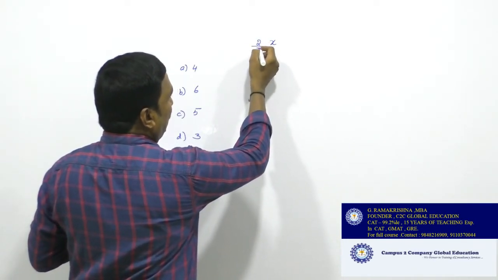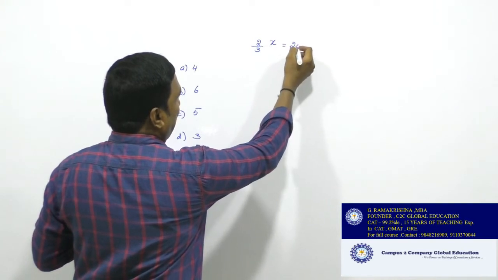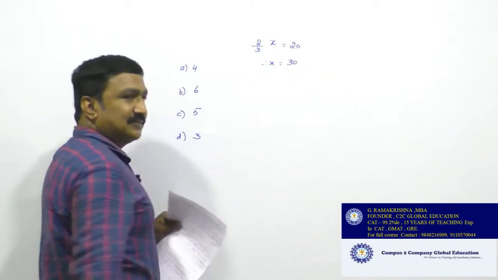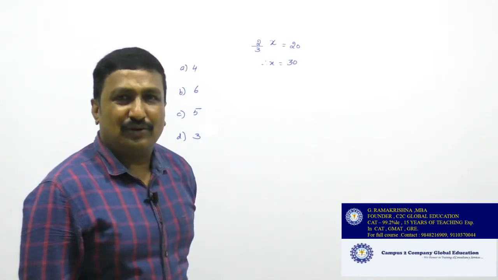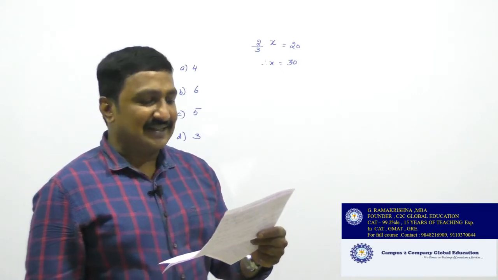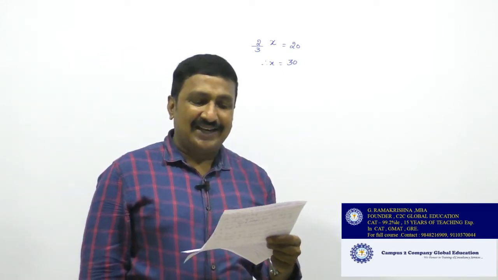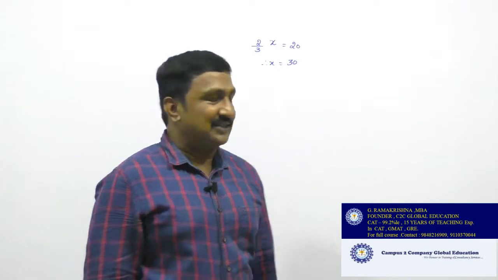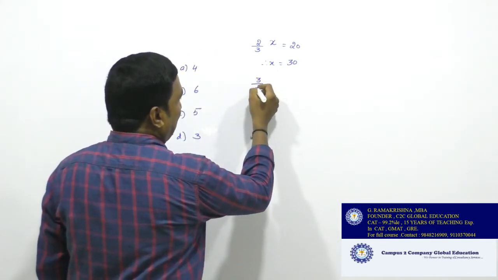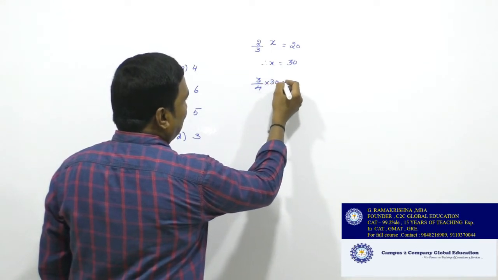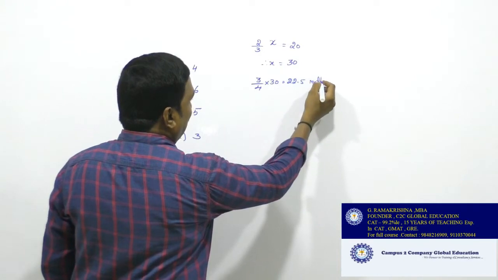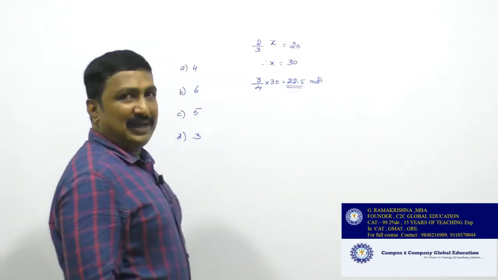So 2/3 of x is equal to 20. Therefore x is equal to how many matches will come? 30. So total number of matches is equal to 30. Then they are asking, what is the maximum number of matches the team can lose, still win 3/4 of the total number of matches? So what is the term in 3/4 of the total number of matches? 3/4 into 30, which is equal to 22.5 matches. So they have to win 22.5 matches.